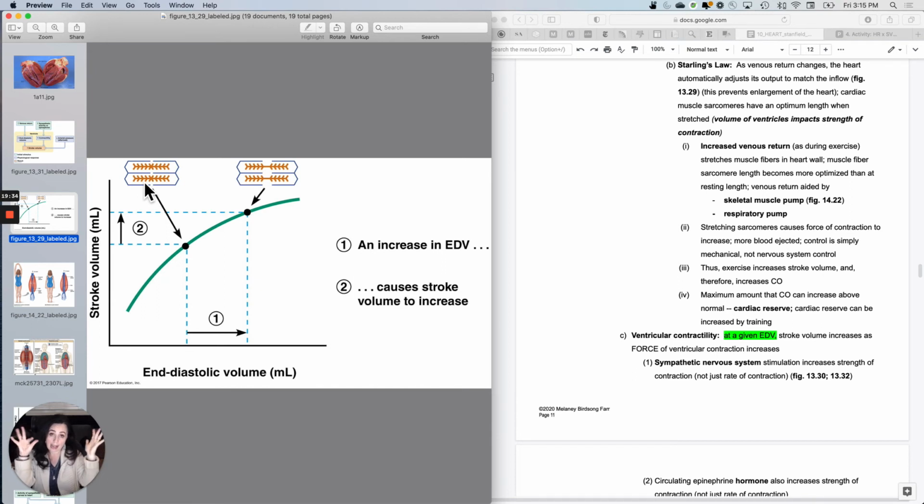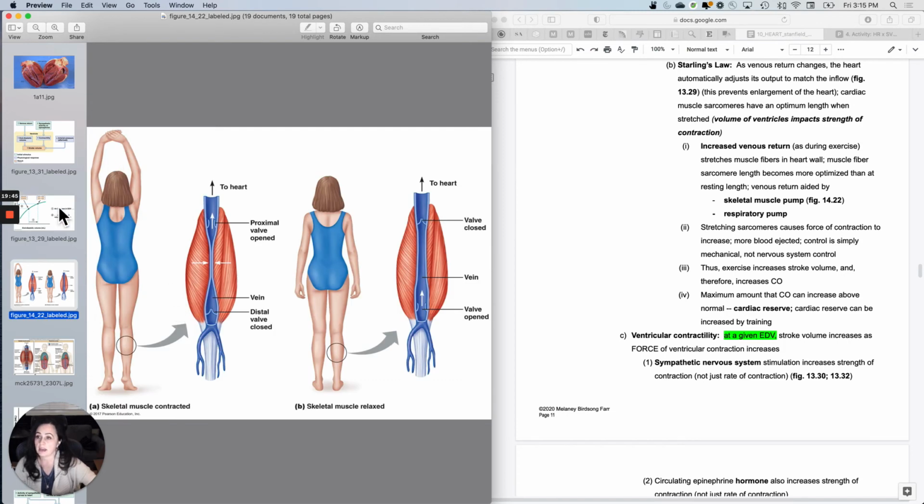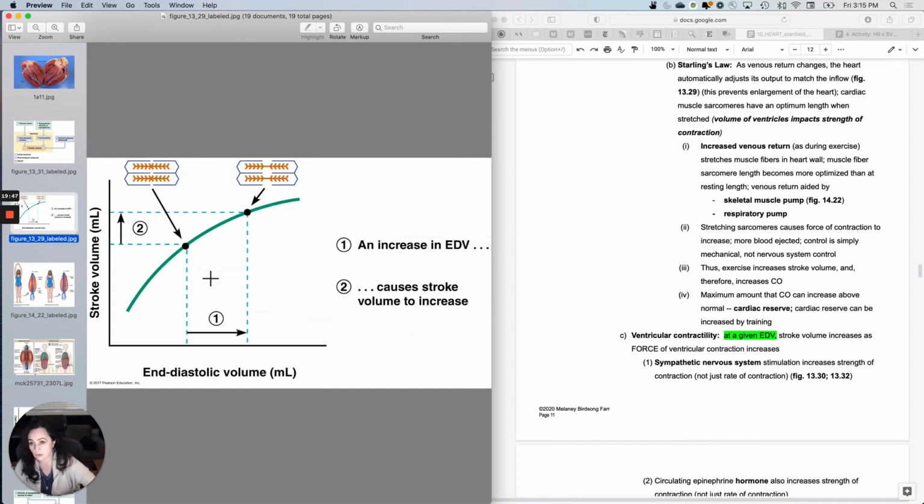They have more access to the next cross bridge and the next cross bridge and the next cross bridge. So when they are at this level of stretch, when for instance the ventricles are not very full, then they end up with this level of stroke volume. But if you stretch them, the cardiac muscle cells actually contract better. So Starling's law says that as venous return changes, the heart automatically adjusts its output to match the inflow. This actually prevents enlargement of the heart in a healthy person.